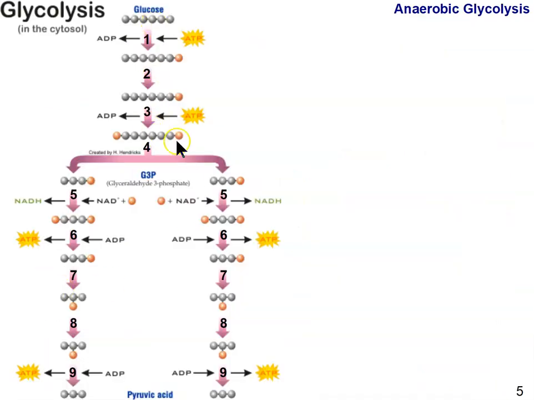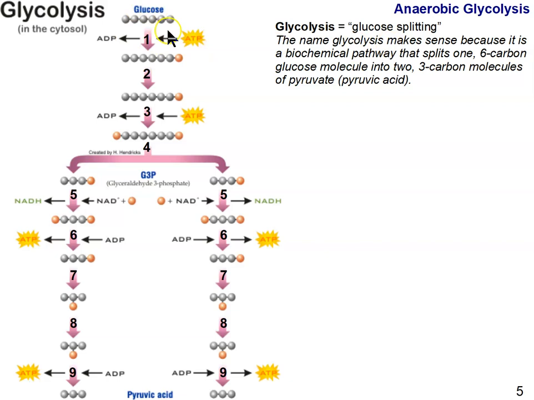So this is the biochemical pathway known as glycolysis. Glycolysis, if you translate the word, means glucose splitting. And that makes sense because if you look at the overall reaction, we're taking one molecule of glucose and splitting it into two molecules of pyruvic acid, also known as pyruvate, right? So glucose splitting, glycolysis. As I noted on the previous slide, it's taking place in the cytoplasm, so it does not involve the mitochondria. That's the point here.